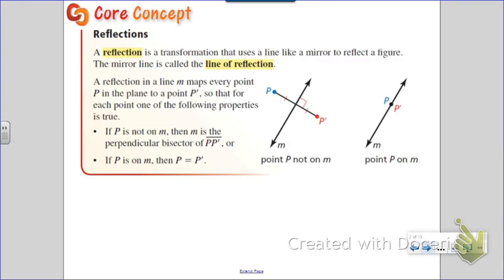A reflection is a transformation that uses a line like a mirror to reflect a figure. The mirror line is called the line of reflection. A reflection in a line M maps every point P in the plane to a point P prime, so for each point one of the following properties is true. If P is not on M, then M is the perpendicular bisector of P prime, or if P is on M, then P is equal to P prime.